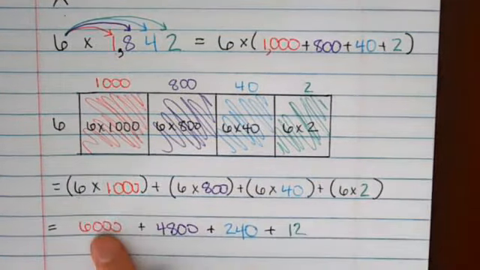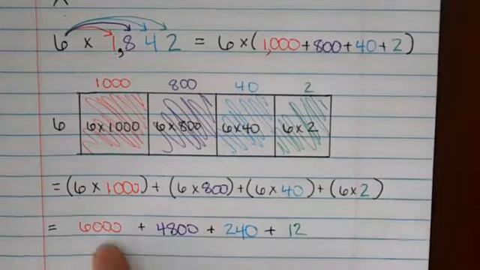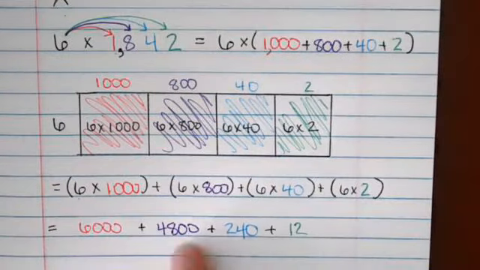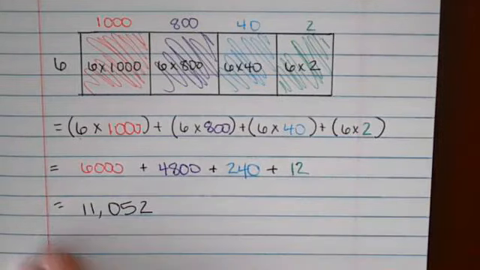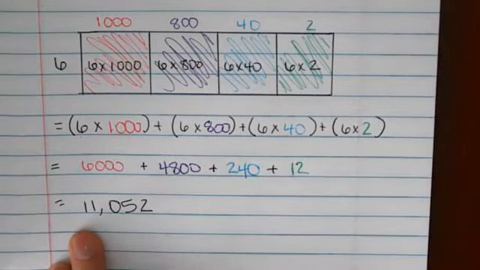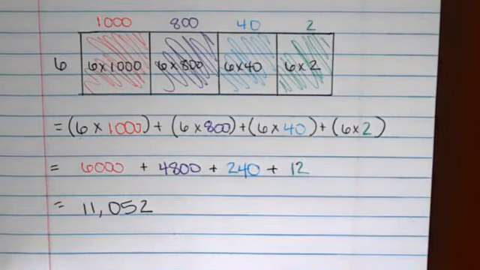So these are all partial products. That means they're part of the real big answer, the big product. So this is just part of it, partial product. So now I'm going to add those together. So when I add all those partial products together, I get the full product of 11,052. Let's go ahead and practice this distributive property of multiplication using place value.